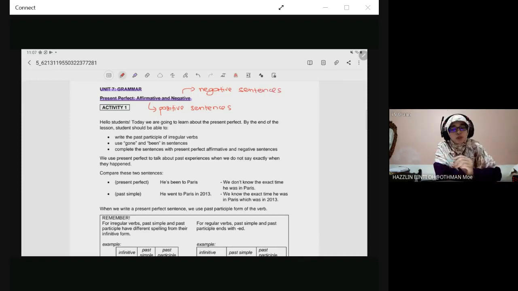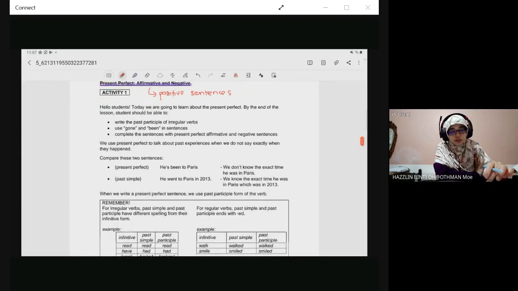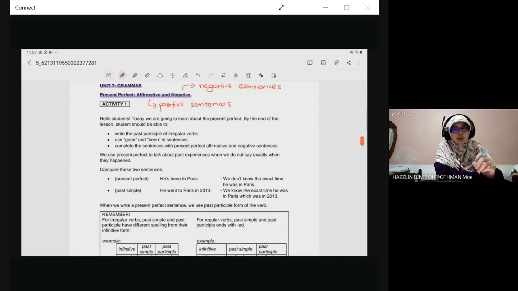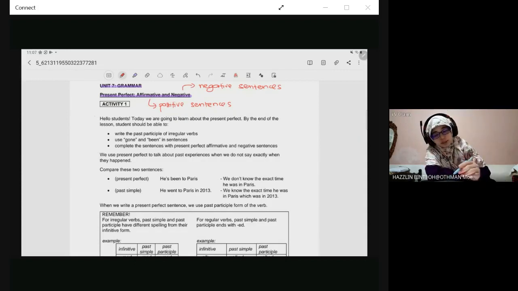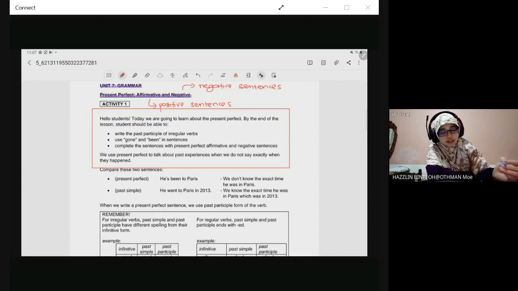Now, I want to explain to you the usage of this module. This module helps you to learn English. The first thing you need to read about this module is the introduction. Where is the introduction? The introduction will always be in Activity 1. Let me highlight the introduction. Okay, so this is the introduction.